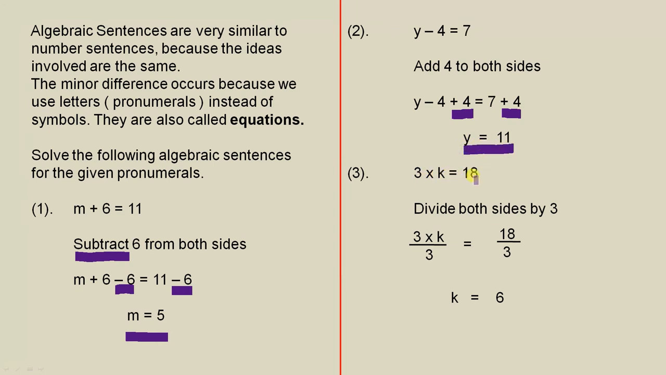3 times k equals 18. That is multiplication. So because it's multiplication, we divide both sides by 3. Because division is the inverse operation of multiplication. So if you divide that side by 3 and that side by 3, the equation is still balanced. If you cancel the 3's out, you get k on that side. 3 divided into 18 goes 6, so k equals 6.